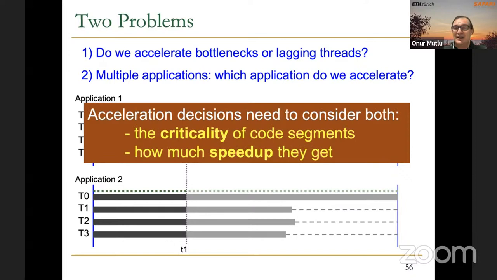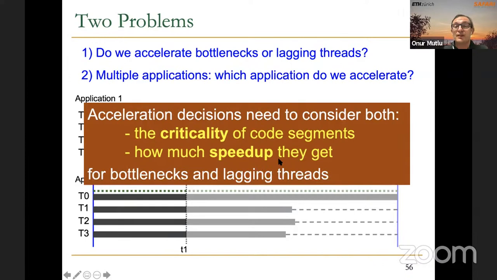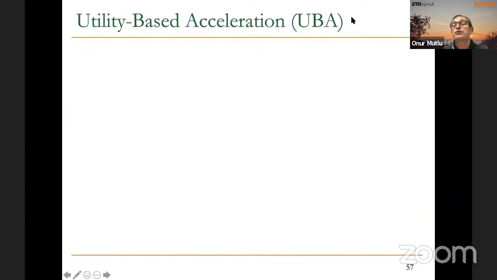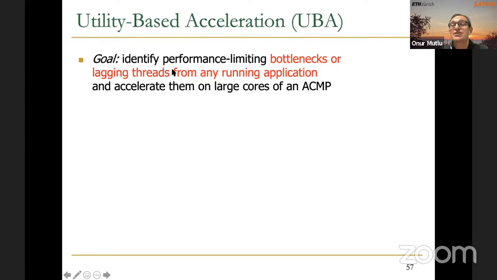Acceleration decisions now need to consider both the criticality of the code segments and how much speedup an application would get if you accelerate that. So you need to have a global view of the application as well, for both bottlenecks and lagging threads, and for any running application. This paper, similar to another paper that we discussed, UHMEM, the utility-based hybrid memory management, builds a utility-based management model to identify what would benefit from acceleration and who should be accelerated. So the goal is to identify performance-limiting bottlenecks or lagging threads from any running application, to accelerate them on large cores of an ACMP.